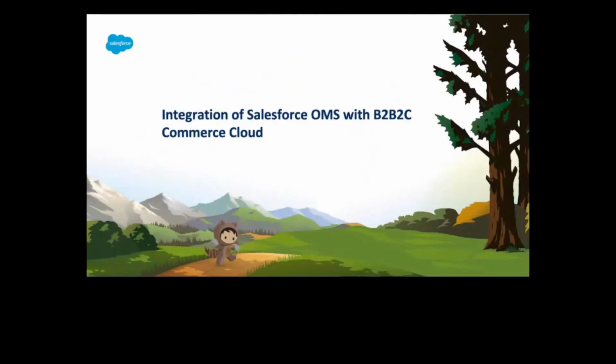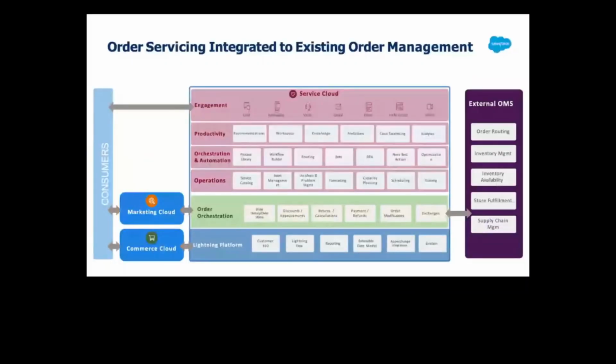Now let's look at how you can integrate your Salesforce OMS with the B2B2C Commerce Cloud. I'll give a real-time demo of how it works. When you look at this integrated order servicing, you have the consumer experience where they go to Commerce Cloud, place an order, and that information lands in your OMS platform. On top of that, if the person wants to connect with your service agents, they can use Service Cloud for engagement with consumers directly, and Marketing Cloud, where the order details, order updates, returns, cancellations, and all the emails go through Marketing Cloud to the consumers in real time.